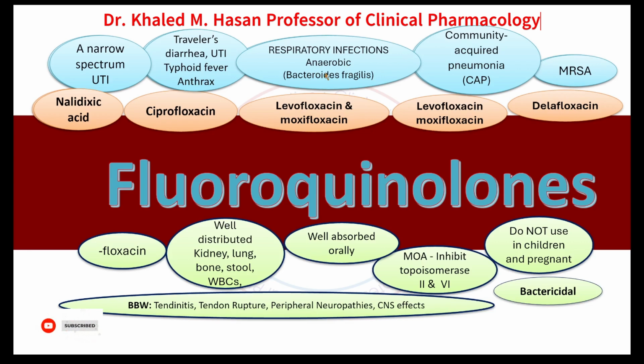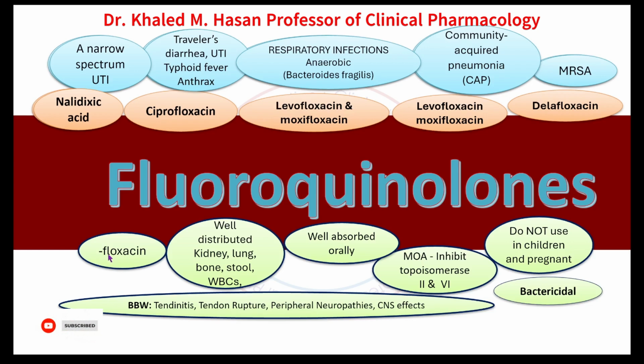Used for treatment of anaerobes, for example, when we have Bacteroides fragilis, we use levofloxacin, moxifloxacin. Levofloxacin, moxifloxacin used for pneumonia, specifically community-acquired pneumonia, CAP. Then we have levofloxacin. This may be the most important characteristic for levofloxacin: it is used to treat MRSA, methicillin resistant Staphylococcus aureus.